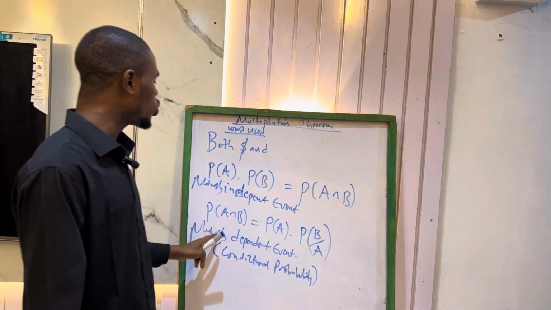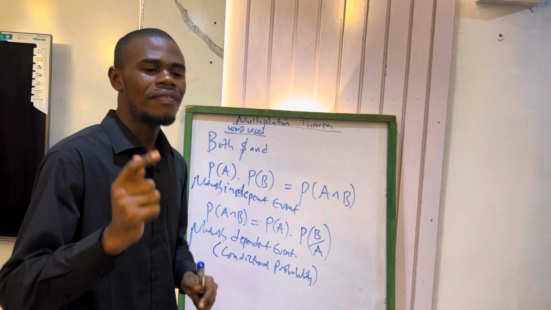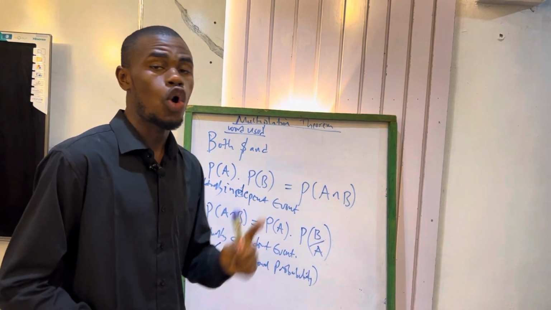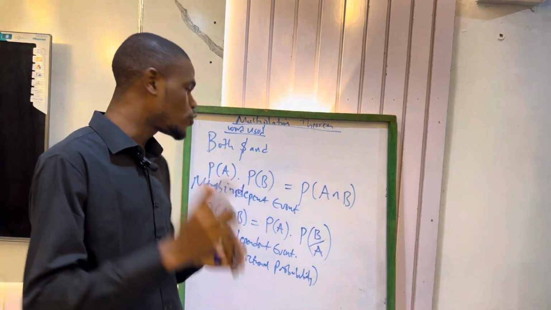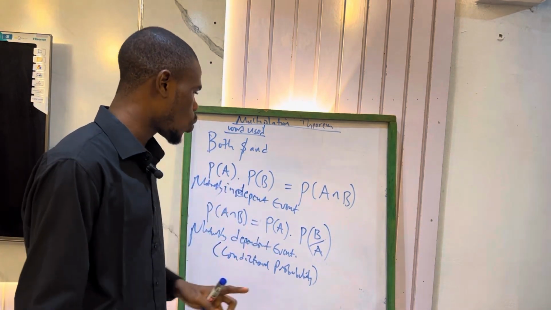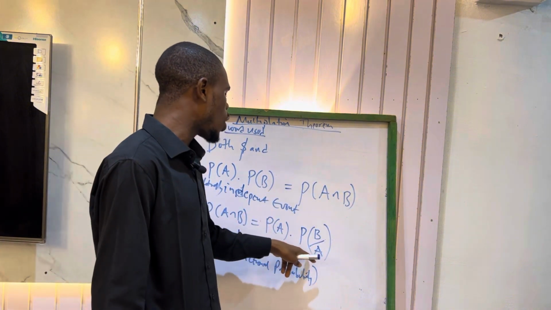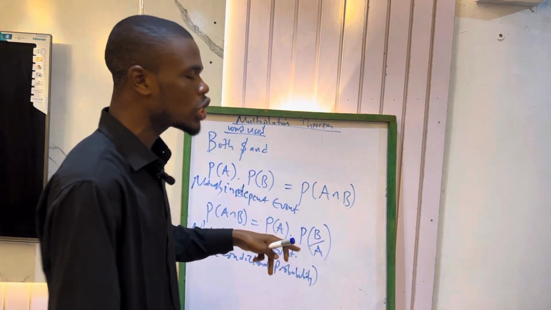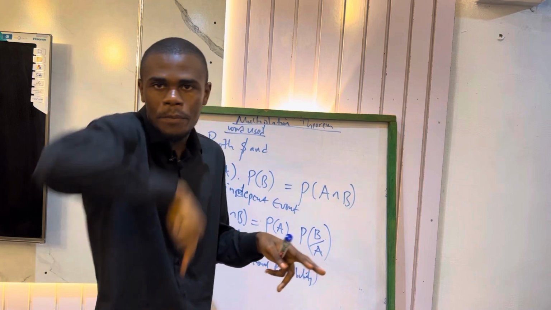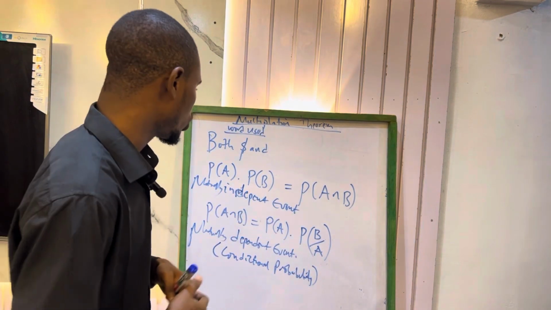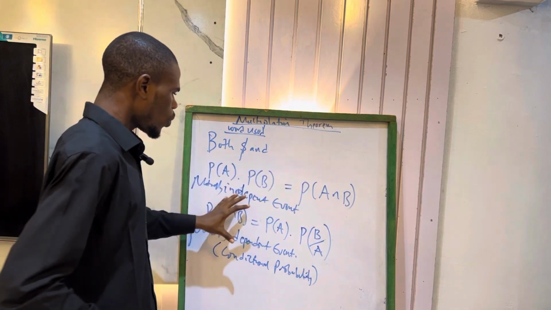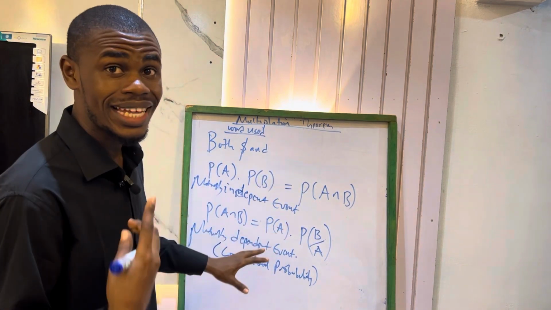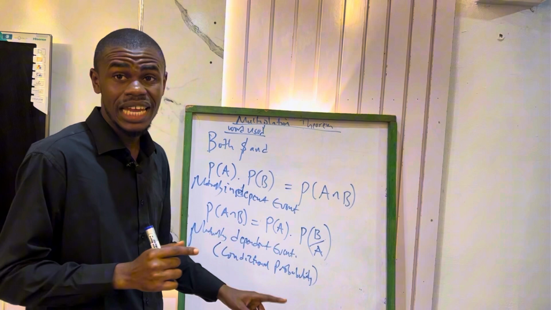For mutually dependent events, whenever an event is dependent on the other to occur, for you to get the probability of both of them occurring, you have to know the probability of the single ones occurring, then the conditional probability of one occurring depending on the other. We're going to check a question around that. For the dependent one, just like the name sounds, one event is dependent on the other.